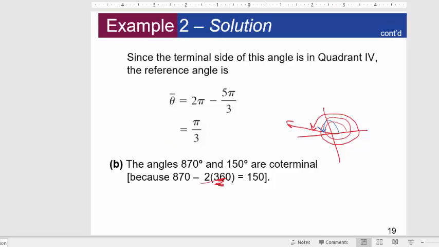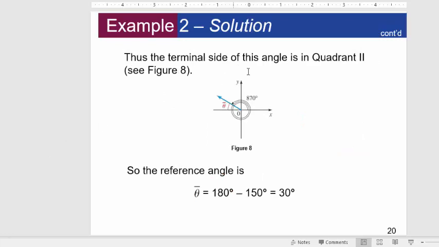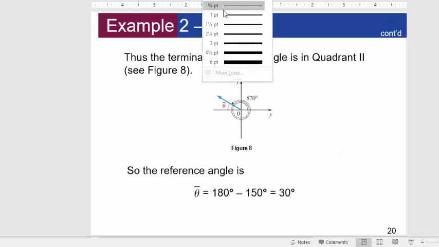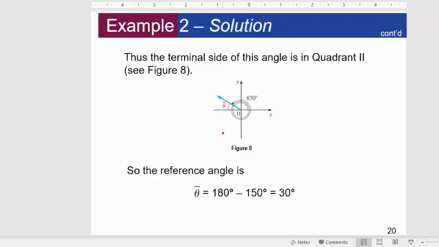So once we have 150 degrees, we've established that it's in the second quadrant. What we would then do is say, all right, well, in our second quadrant, how did we find the theta bar? Remember what we said with the second quadrant, we would actually do 180 minus theta, which is 150, and we would get 30 degrees. All right, so our reference angle for that is 30 degrees.